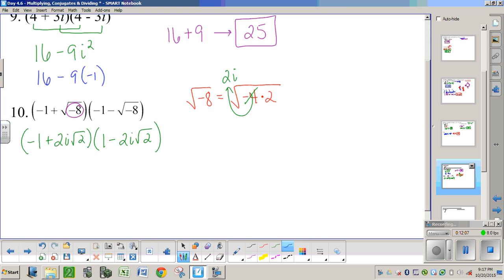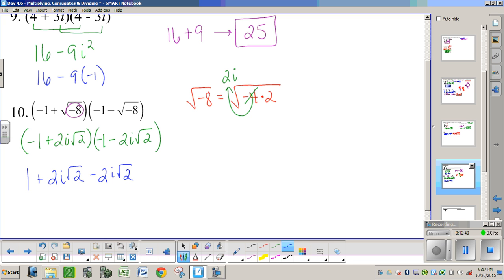So we have, oh, I forgot my negative there. Any of you guys catch that? Negative 1. Nice job for those of you that did. All right, so I'm going to multiply negative 1 times negative 1. That's going to give me a positive 1. And negative 1 times negative 2i radical 2. That's going to end up being a positive 2i radical 2. And then I'm going to do minus 2i radical 2. So I know that I'm doing this right because these are conjugates. My middle terms are going to end up canceling.